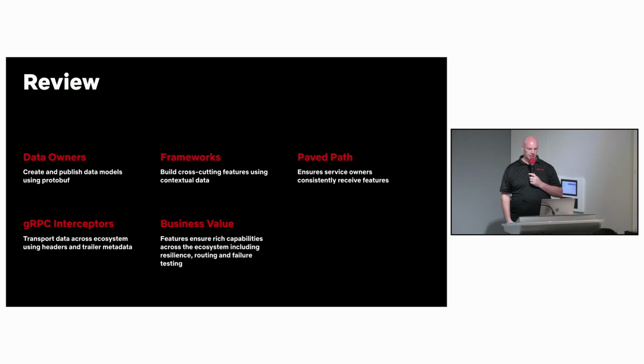So let's quickly review. So first, data owners create and publish their data models in protobuf, and they own their underlying data. Second, data owners create cross-cutting frameworks, publishing and consuming that underlying context. Our paved path adherence ensures that services operate consistently and automatically adopting those features. Third, gRPC interceptors transport the contextual data throughout the entire ecosystem. This occurs by serializing those protobuf models into binary format and attaching it as both request headers and then response trailers on the way back.